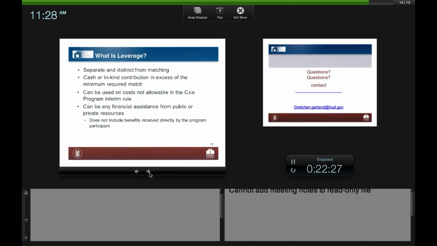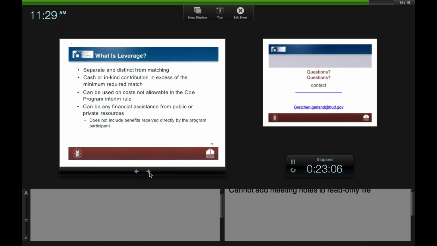As you're aware, in addition to match, the program, and particularly the notice of funding availability on an annual basis, also counts leverage. Leverage, however, is neither statutory nor is it regulatory. So it is simply described here on this slide. It is counted as a part of your point system for your application, both on the CLC level as well as on your individual project level as obligated by your CLC. And for this audience, that's the balance of state.